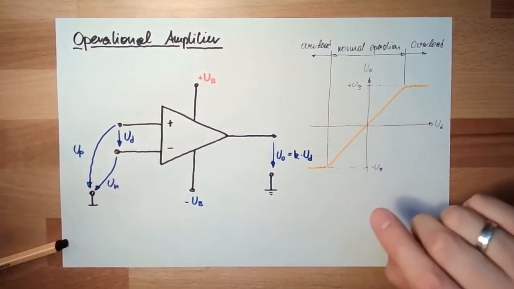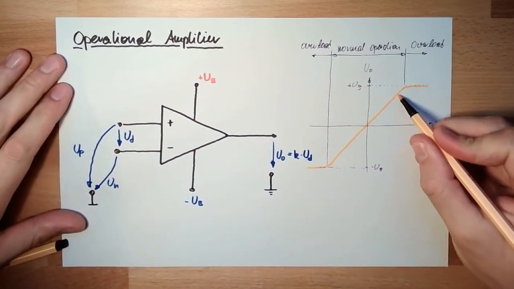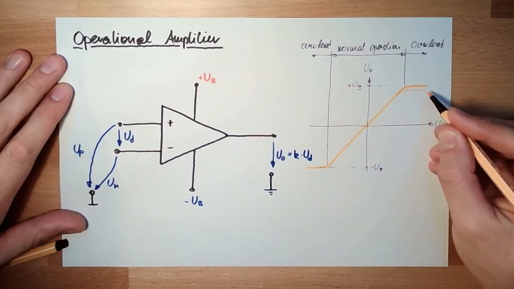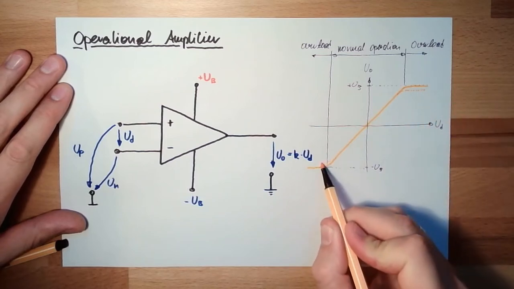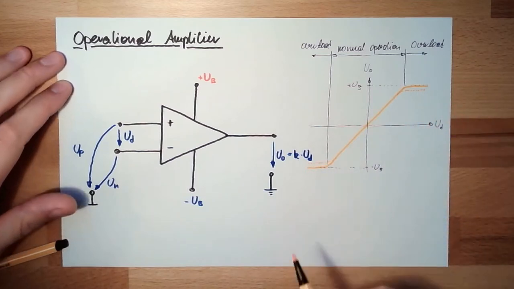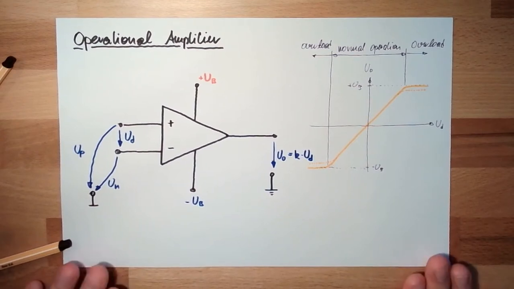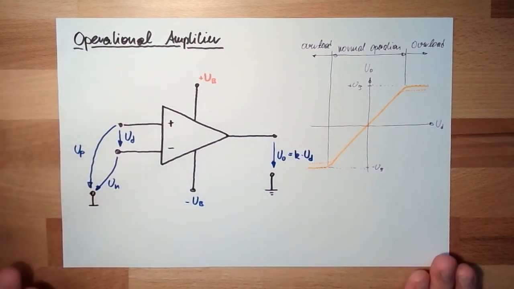In real operational amplifiers, we will stay a little bit below here, because simply there are internal losses. This is how it looks like. That's what an operational amplifier is basically doing.